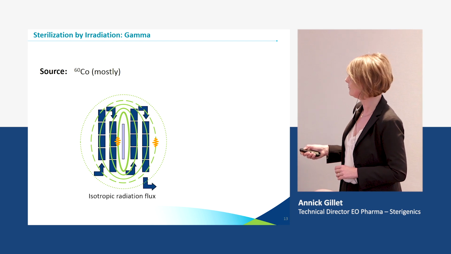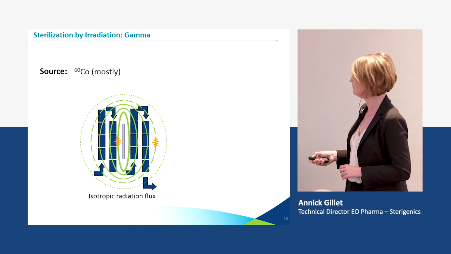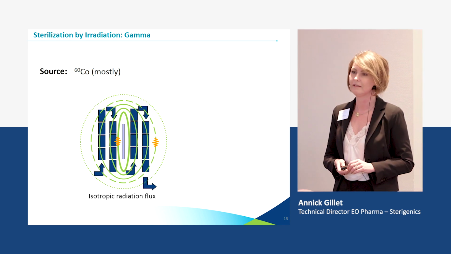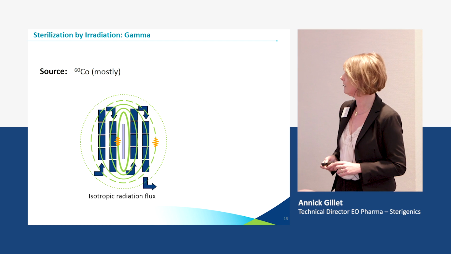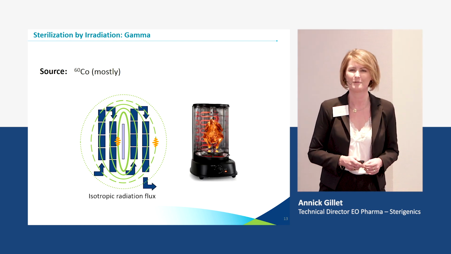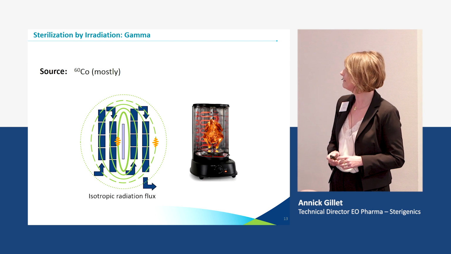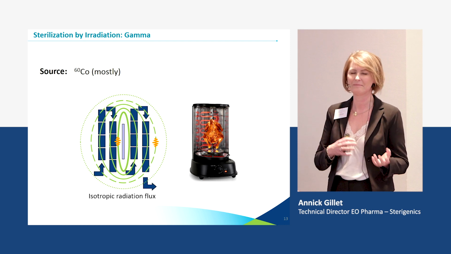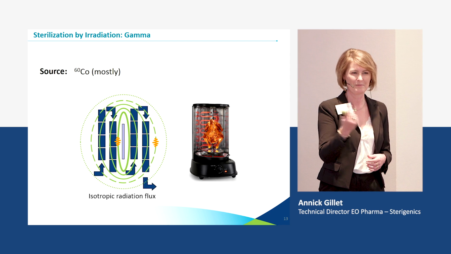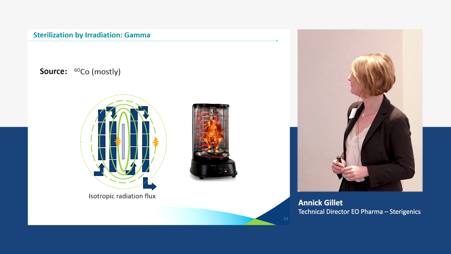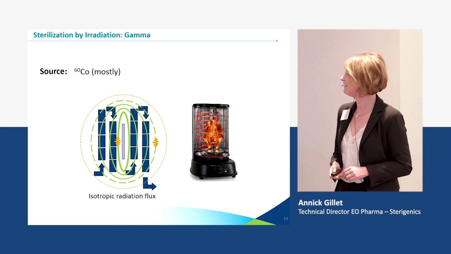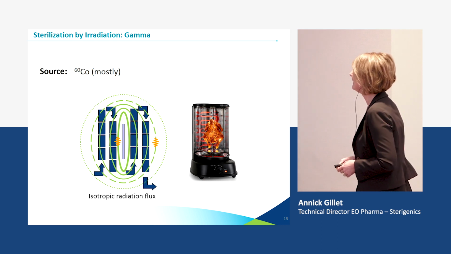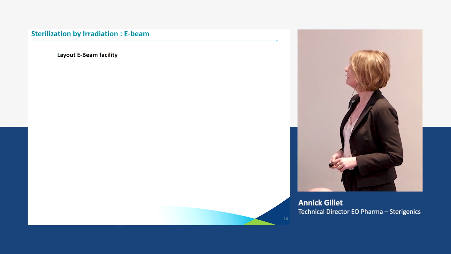So really the product is going there and circulating around the source. You see that the cobalt is having an isotropic radiation around that. It's like a roasting chicken. So really, that's the image you can keep in mind. You have your chicken less or more roasted, depending on the number of tours it's doing around the source and how many times you let it in the irradiator. So very basically, that's the principle for gamma radiation.